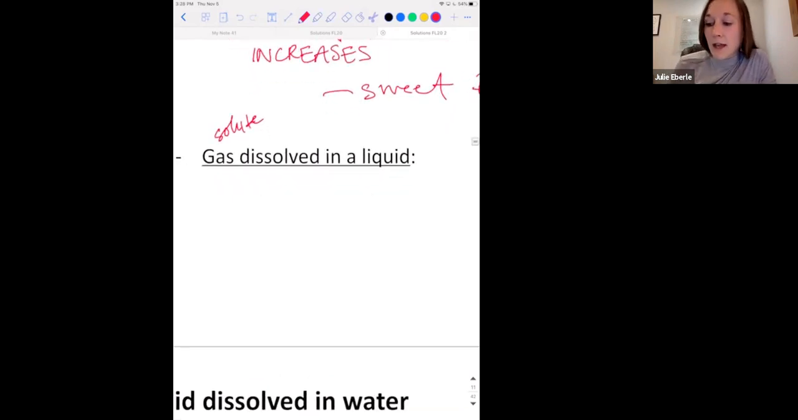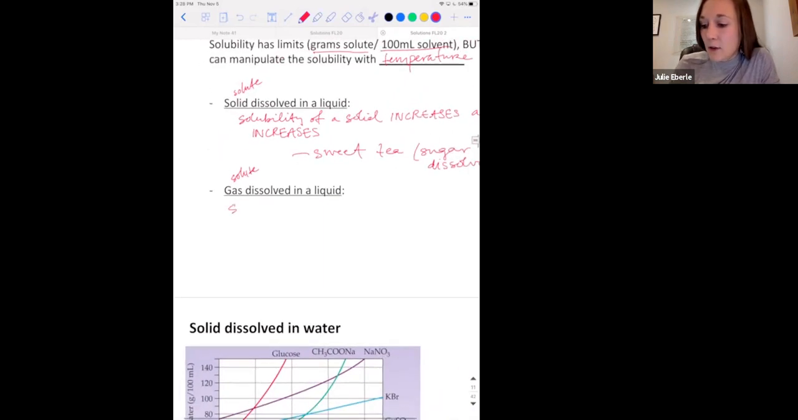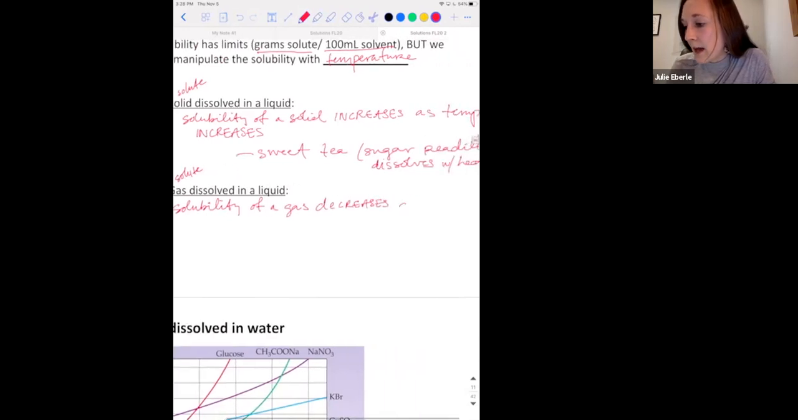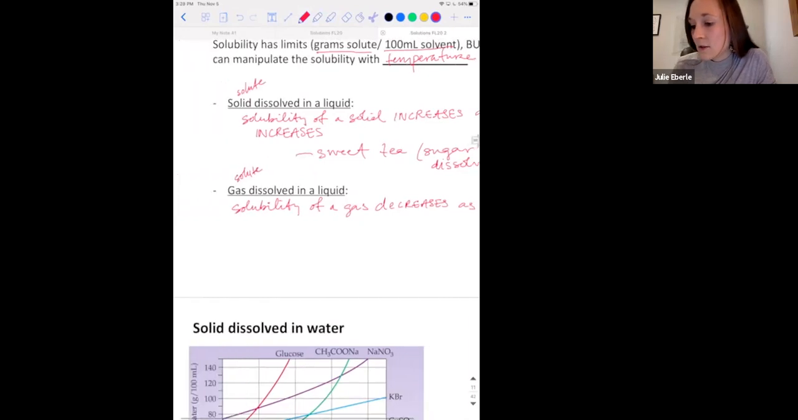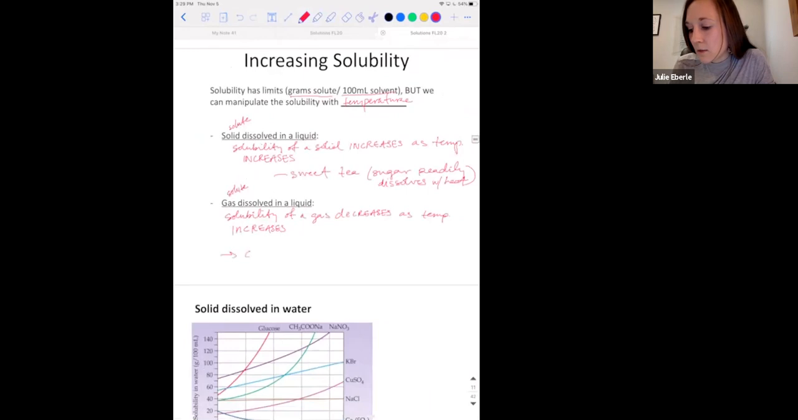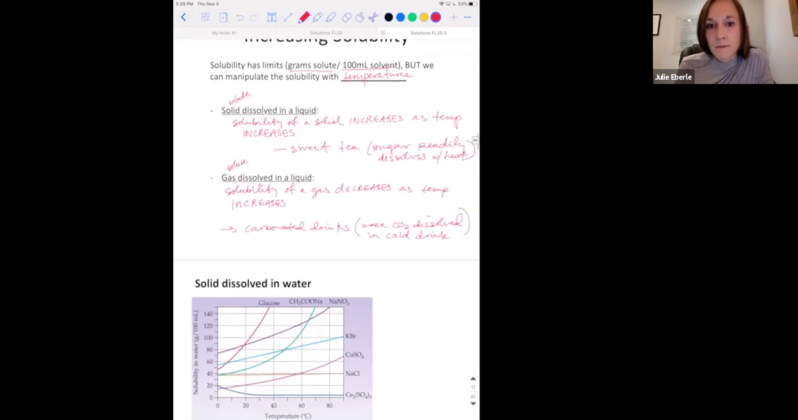So what that illustrates is that a gas dissolved in a liquid, here's what happens. Solubility of a gas decreases as temperature increases. The example here is carbonated drinks. Okay. More CO2 is dissolved in colder drinks than it is in warmer drinks. Questions on that?